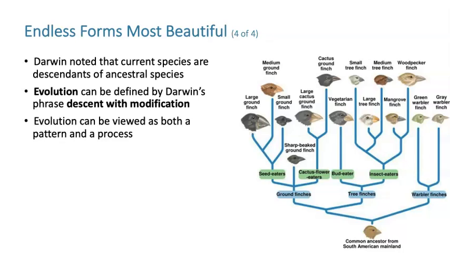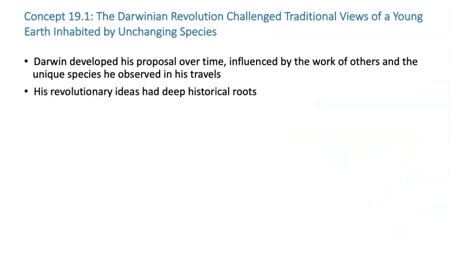The other thing that I want you to know about evolution for now, and again, this whole chapter is on evolution, so we'll be getting a lot of information, is that evolution can be thought of as both a pattern and a process. You can think about this pattern here of diversity as your pattern, and you can think about the processes of how they had all these different descendants over time.